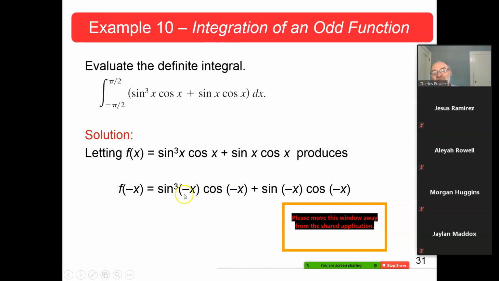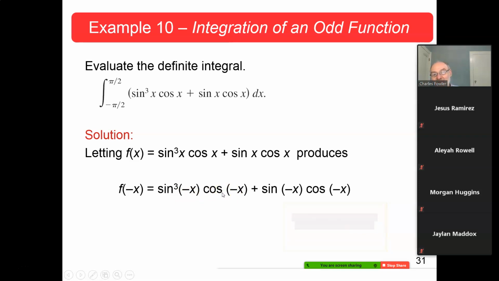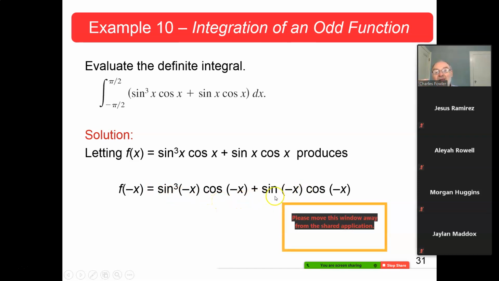Well, sine of minus x is going to be minus sine x. Cube of minus sine x, and you get minus sine x cubed. So it's negated. Plug that into an even function, and it's the same as cosine of x. So this will be negative, this one will be positive. This one will be negative because sine of negative x is going to be the opposite of what sine of x is. It's the odd function.